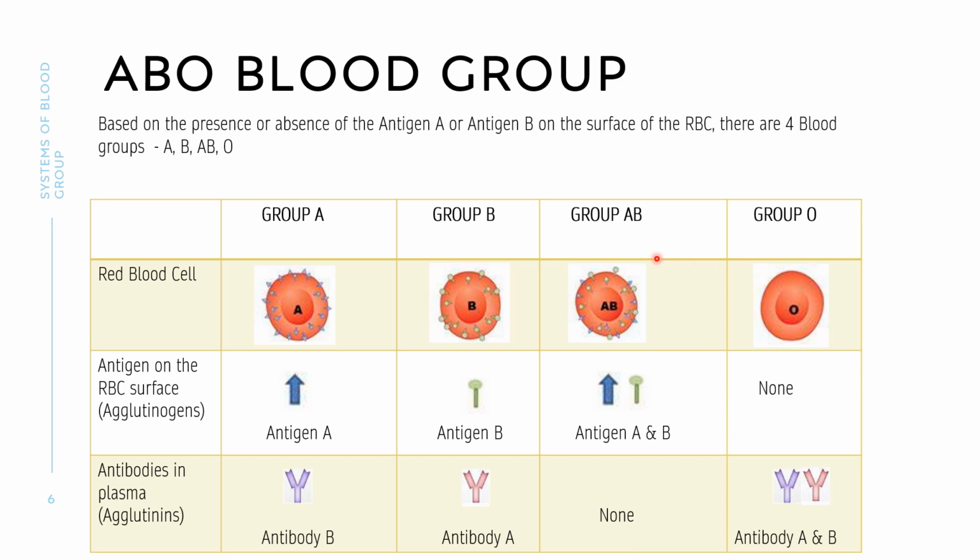The name AB suggests that it has both antigen A and antigen B on the surface of the RBC. So when there are both the antigens, what would be the antibody? Well, they cannot have an antibody, because if there is an antibody present in them, then that antibody would combine with its own antigen. So since they have both A and B antigens, they do not have an antibody.